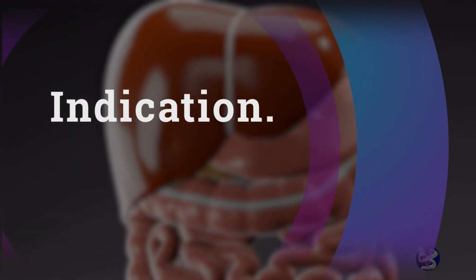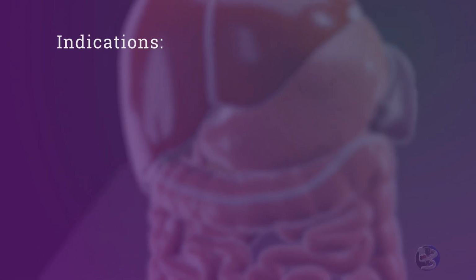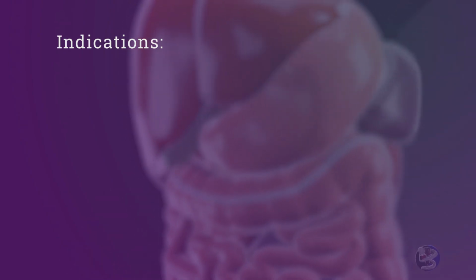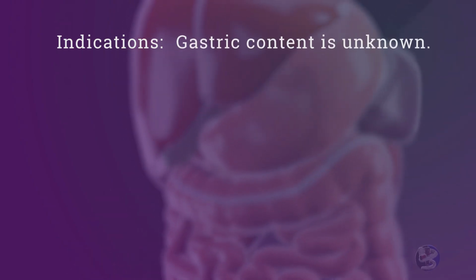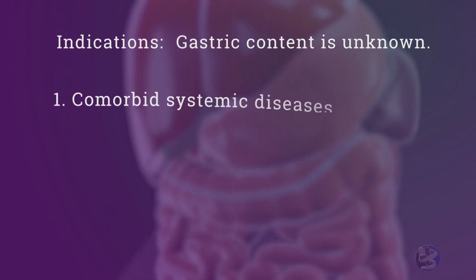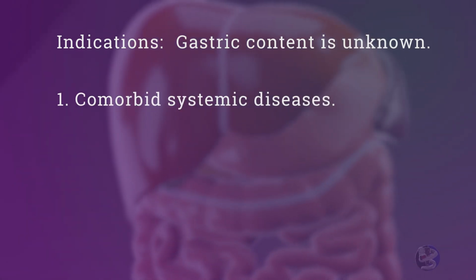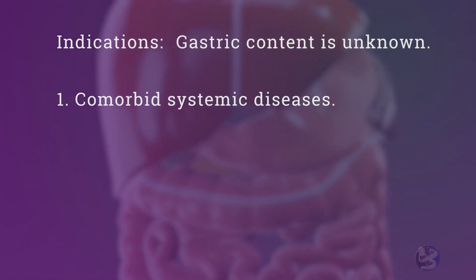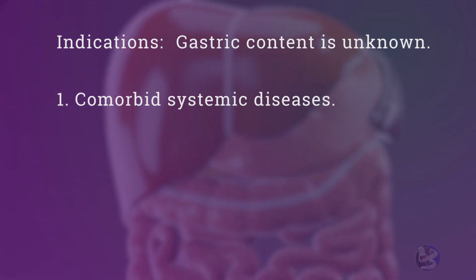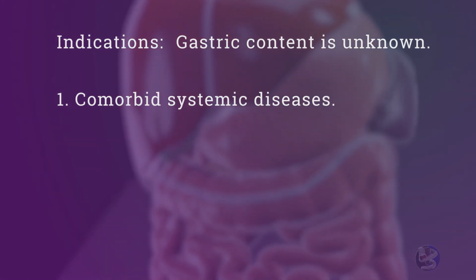Indication. We want to use gastric ultrasound when gastric content is unknown based on the available clinical information. This will be the case in patients with comorbid systemic diseases and in those on medications that can affect gastric emptying. That will also include those patients on glucagon-like polypeptide 1 agonists.